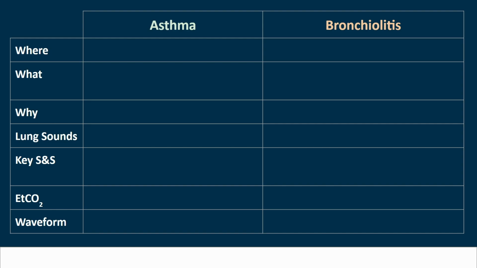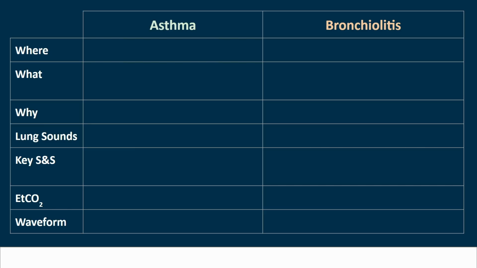Key signs and symptoms: fever, wheezing, being less than 2 years old. And EtCO2 depends, I guess. But I would think that because they're febrile, they're in more demand, so it'd be higher. Makes sense to me. What was the word? Hypermetabolic state. Waveform, shark fin, maybe. Yeah, cool. Very cool. All right.